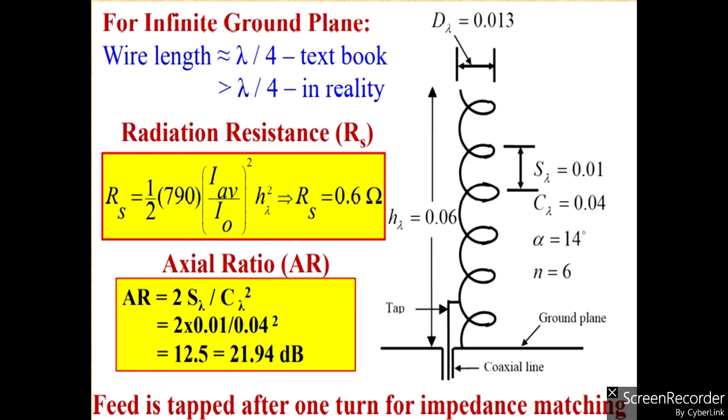Another thing is the radiation resistance. The radiation resistance is approximately 0.6 ohms for the helical antenna, and the axial ratio, the value of AR, we get is 21.94 decibels. One point to remember: for an infinite ground plane, in books we will have the wire length as lambda by 4, but in reality it will be greater than lambda by 4.